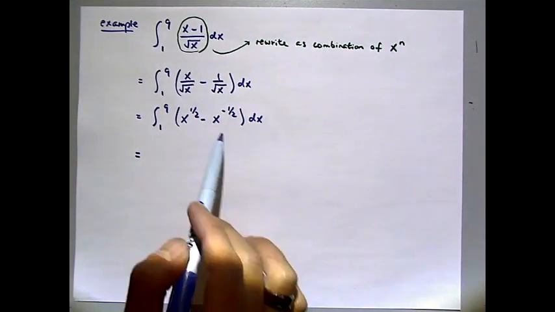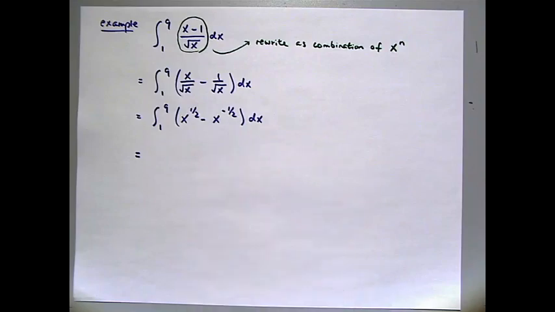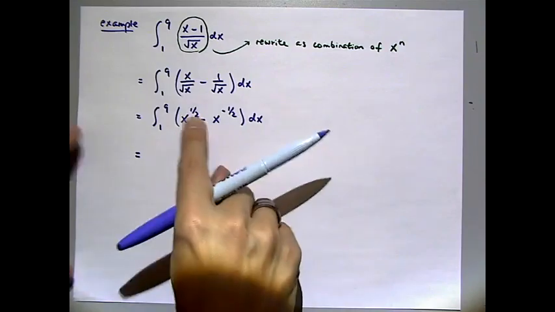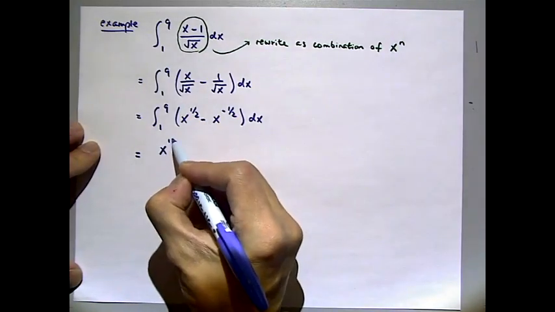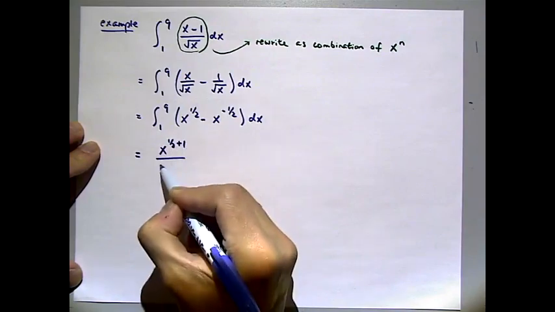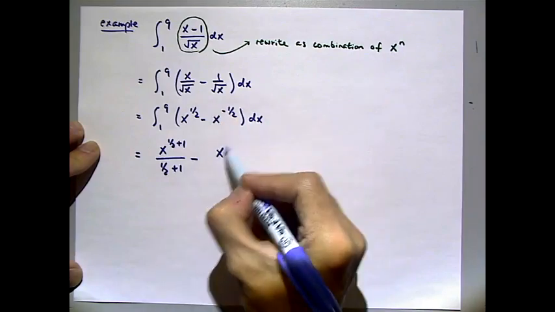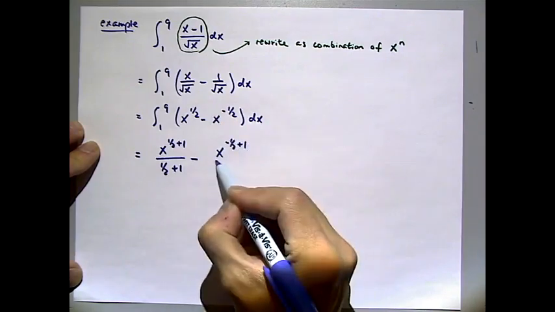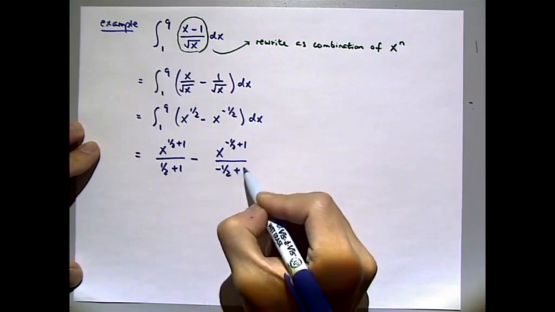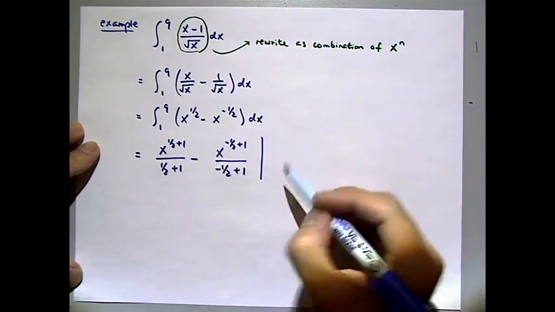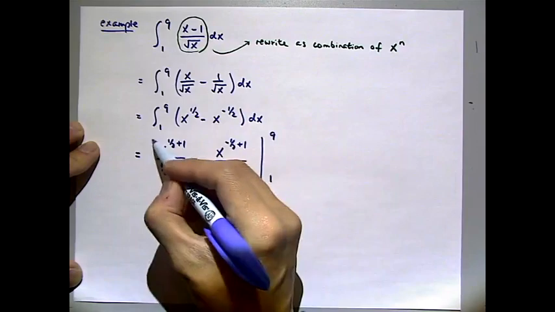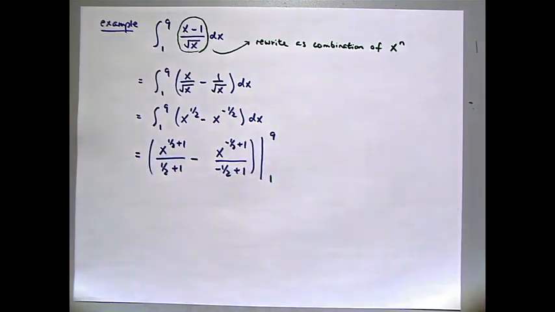Okay, now we integrate this stuff. Find out what gave us this derivative. Just do the power rule. Add 1 to the existing power divided by the new power. Same thing here. Add 1 to the existing power divided by the new power. And then whatever this turns out to be, we plug in x is equal to 9, find out what it is, subtract away what we get when x is equal to 1.